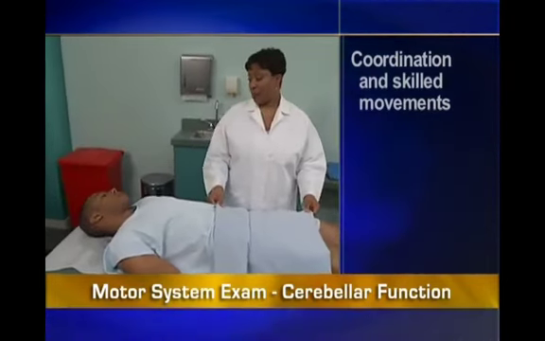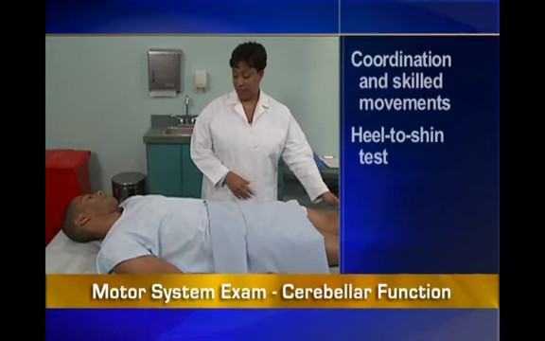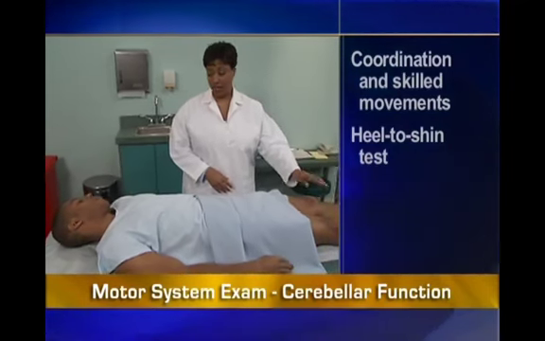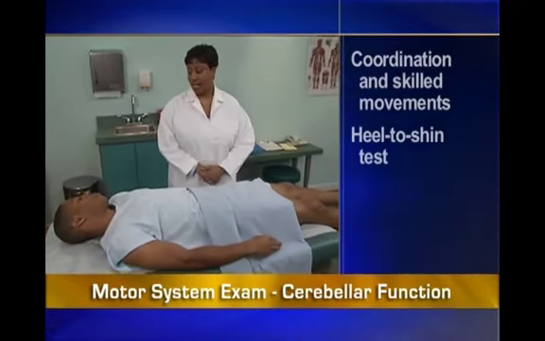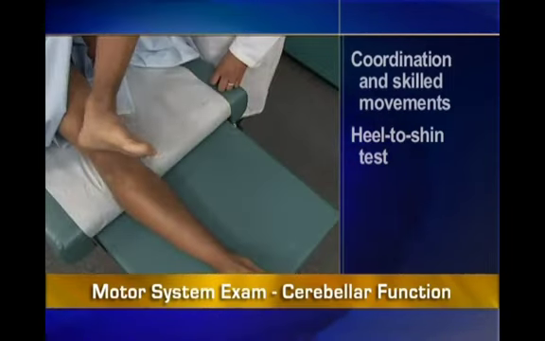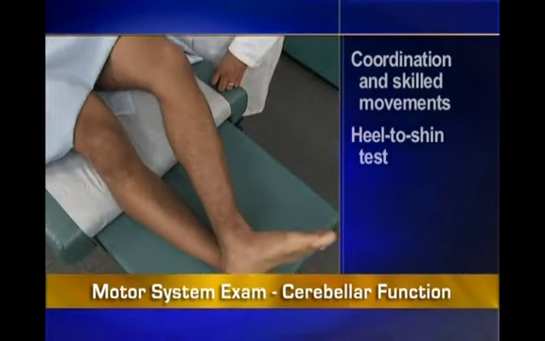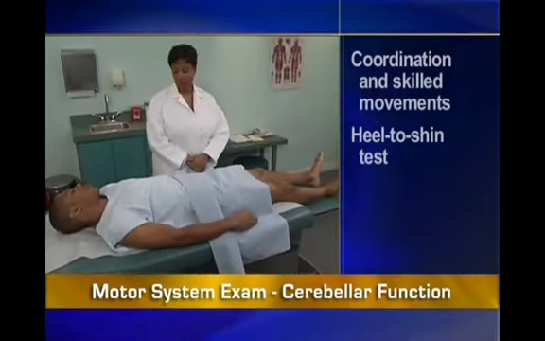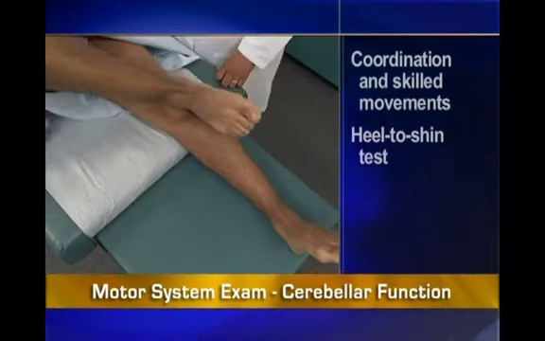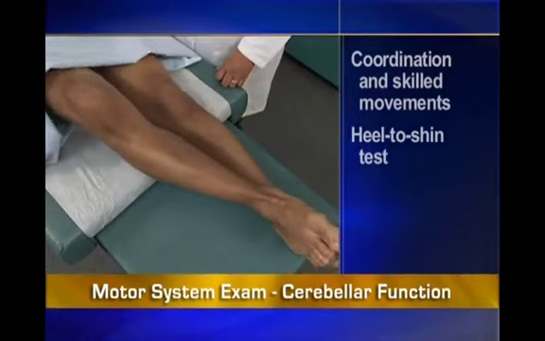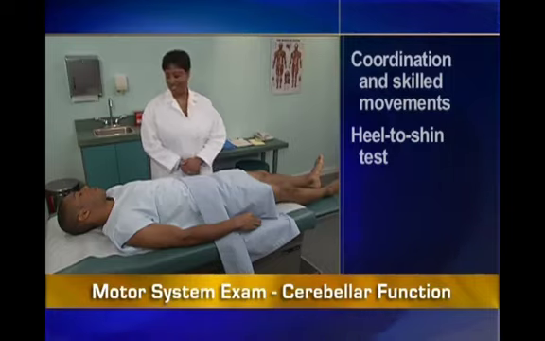With the person now supine, what I need for you to do is the heel-to-shin test. To do this, ask him to place his left heel on the opposite knee and slide it down the shin from the knee to the ankle. Excellent. And do the same thing with your right heel. Normally, he can move his heel in a straight line down the shin. Good.